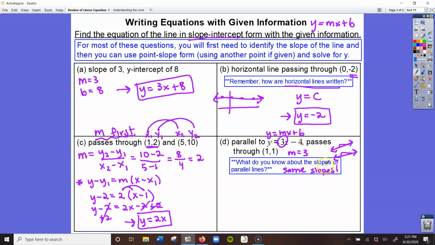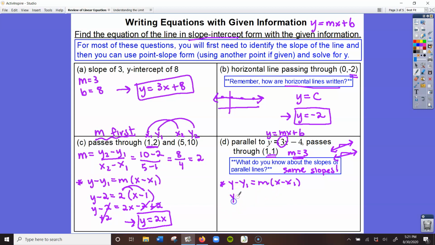So now, just like the previous problem, I have a point, I have a slope. That must mean that I can use point-slope form. So one more time, point-slope form: y minus y1 equals m times x minus x1. I'm going to plug in the point here. I have no choice. I was only given 1 point.